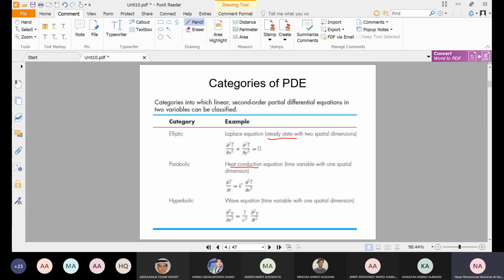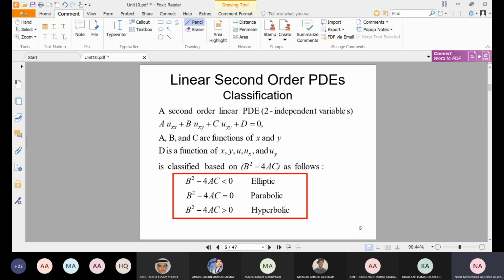The third class is the hyperbolic equation. An example of this is the wave equation, as we said. After that, we talk about the classification, how we can classify the equation using the general formula. So this is the general formula. We have u_xx. That means this is the second derivative of u with respect to x squared.